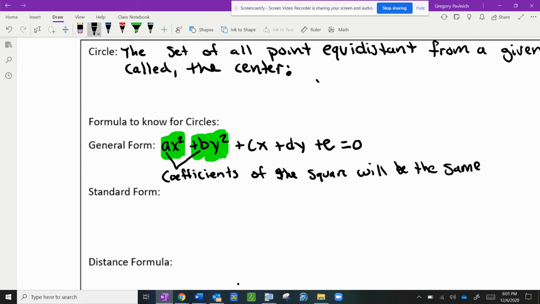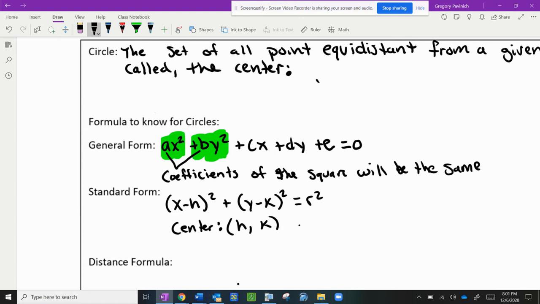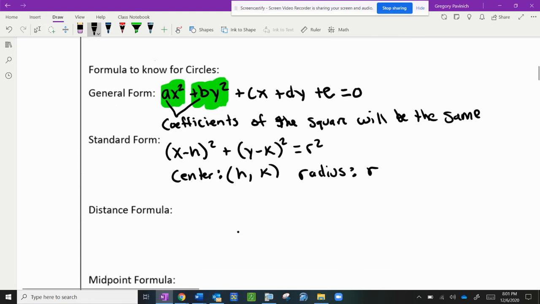Okay, standard form, this is what we've already done. (x minus h) squared plus (y minus k) squared is equal to my radius squared. So my center, remember both of these numbers are going to be inside the argument, so they have that opposite sign relationship. Instead of it being negative h, it's going to be positive. Instead of negative k, it'll be positive k. And my radius is just going to be r, which we get from the square root of that number.